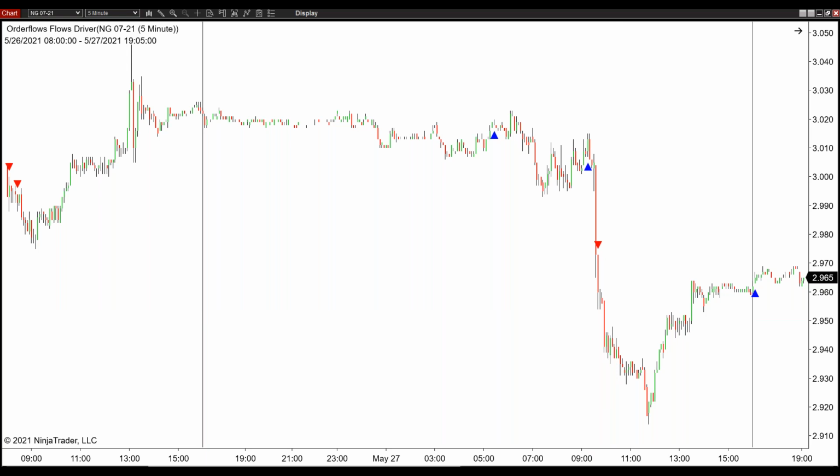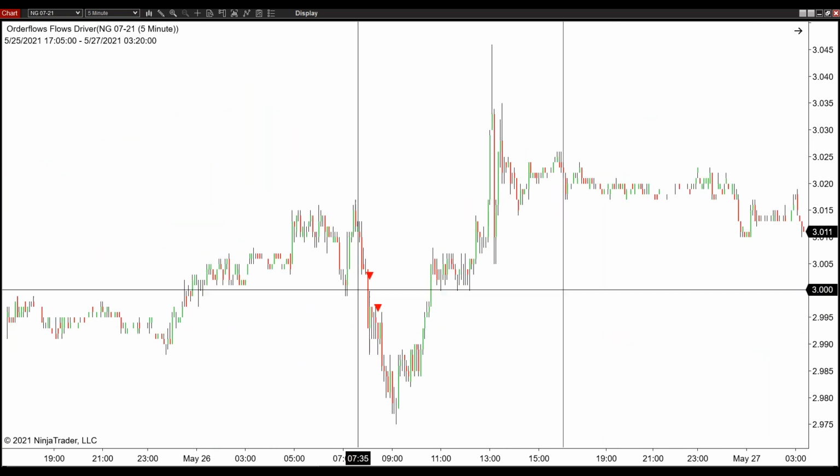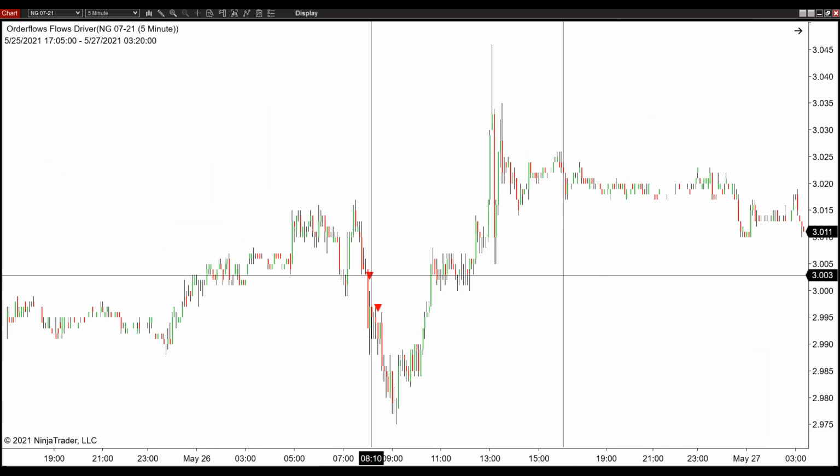But again, personally, I just find order flow best used on a smaller time frame rather than a longer time frame. I do look at 5-minute charts as well, but most of my trading happens off of the 1-minute chart or the 30-second chart. So anyway, guys, I don't want to keep you here much longer.